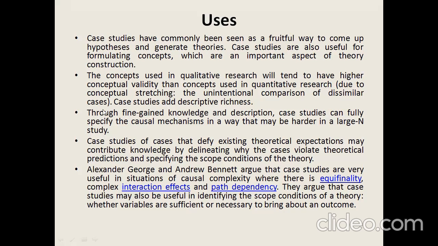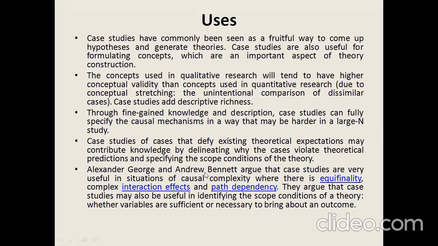The third paragraph: through fine-grained knowledge and description, case studies can fully specify the causal mechanism in a way that may be harder in a large-n study. A large-n study means n is not equal to 1, so n is equal to 2, 3, 6, 10. It may be anything, right? A case study of a case that defies existing theoretical expectations may contribute knowledge by determining why the case violated theoretical predictions and specifying the scope conditions of the theory, right?